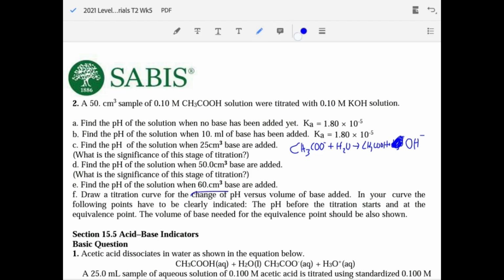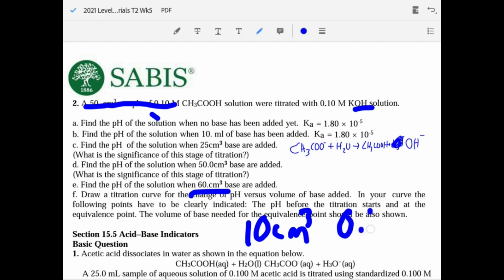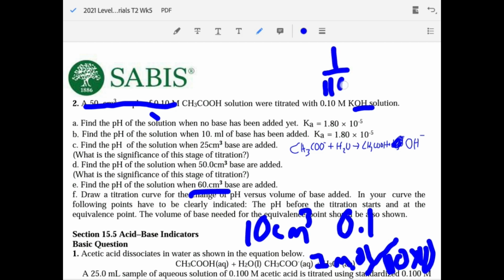Now find the pH of solution when you add extra base. When you add extra base, you reacted all of this, but now you're also having 10 centimeter cubed of extra OH minus. So 10 centimeter cubed of 0.1 molar, you get it to be 1 millimole in 110, which is 50 plus 60 base, times 10 power minus 3. And then millimole, 10 power minus 3, they cancel, so now you're left with 1 over 110. And that is the concentration of OH minus. And then to get the pH, you do 14 plus log of 1 over 110. And indeed, you get 11.95 or 11.96.